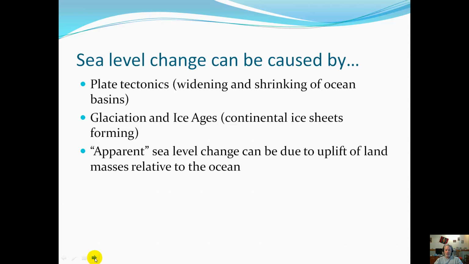And then apparent sea level change can be due to the uplift of land masses. And again, we're dealing with plate tectonics here. If the land mass rises, then the sea level is going to drop.